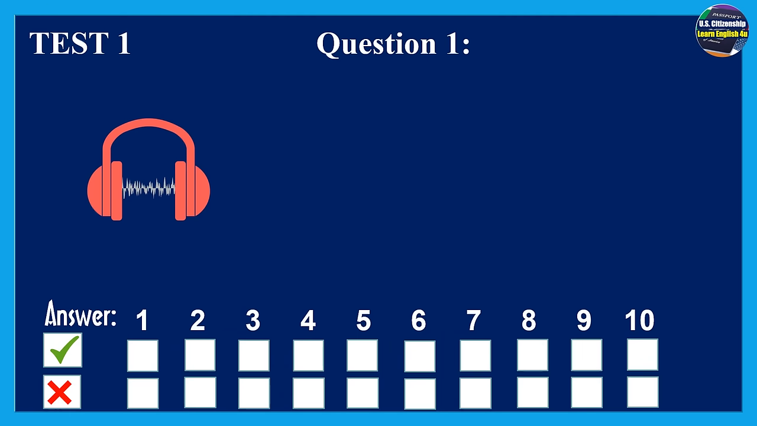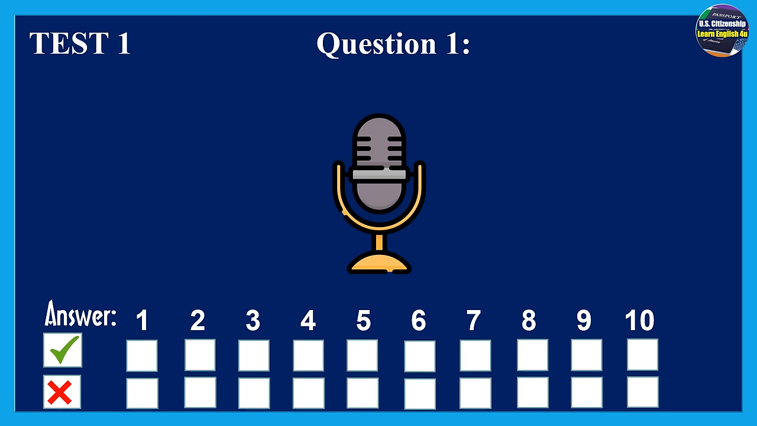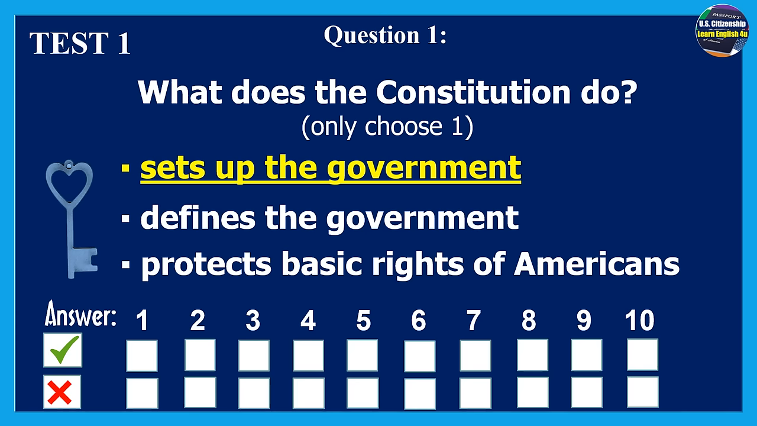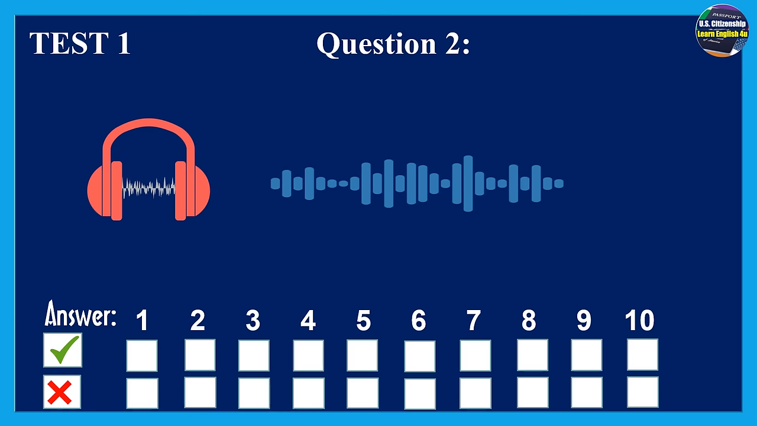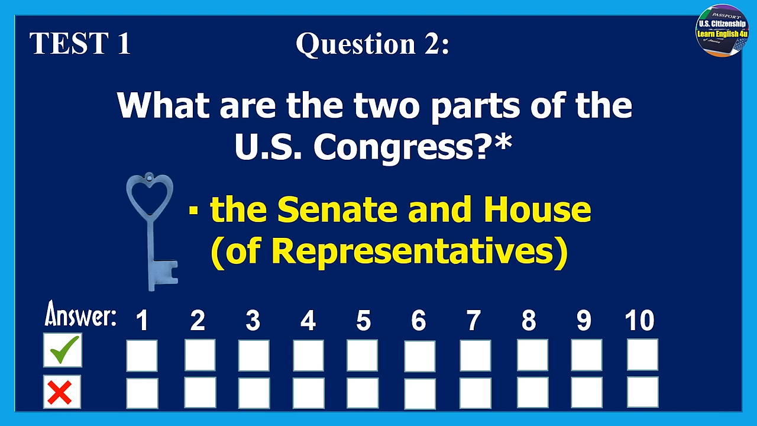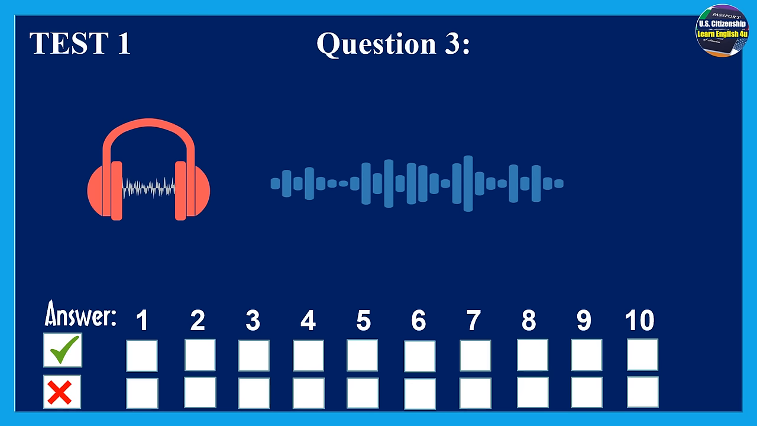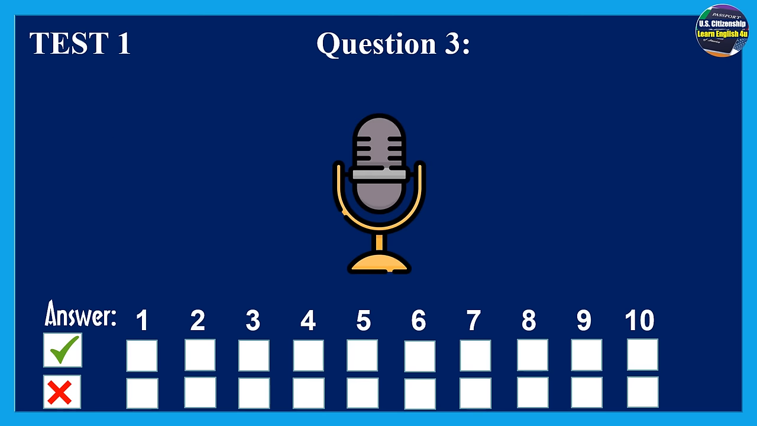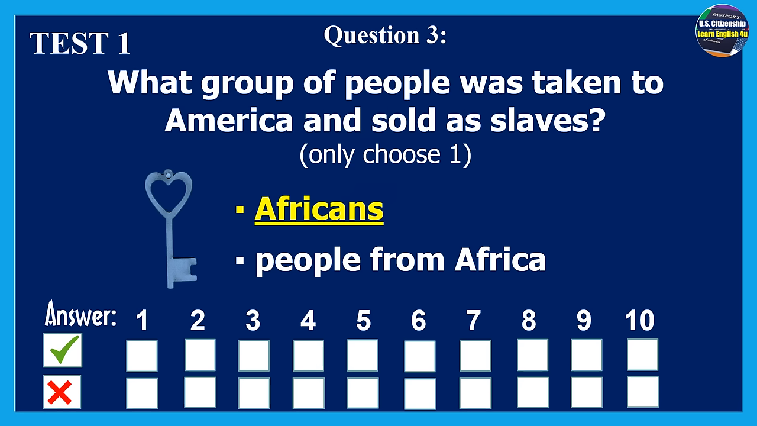What does the Constitution do? Sets up the government. What are the two parts of the U.S. Congress? The Senate and the House of Representatives. What group of people was taken to America and sold as slaves? Africans.